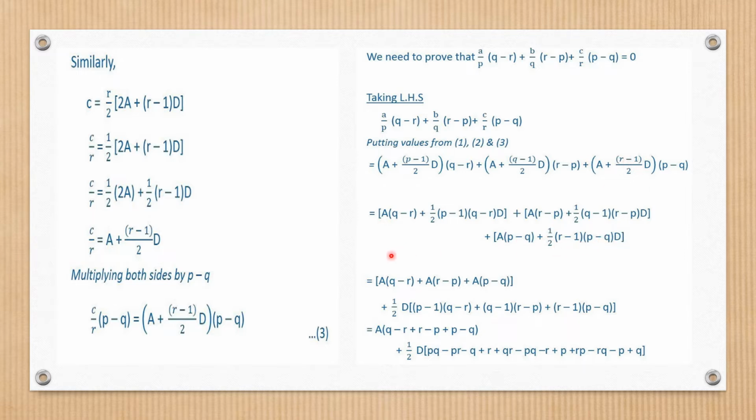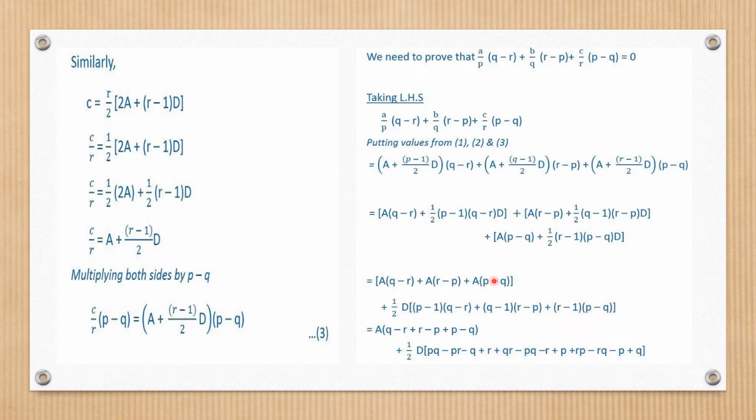Now I'll collect the terms of a altogether. So a will have from the first this complete term (q minus r), plus from here (r minus p), from here (p minus q). So a times all of this. Plus in these three remaining terms, I have half of d common. So half of d, from here I'll get (p minus 1) into (q minus r), from here (q minus 1) into (r minus p), and from here (r minus 1) into (p minus q), because half of d is common here.